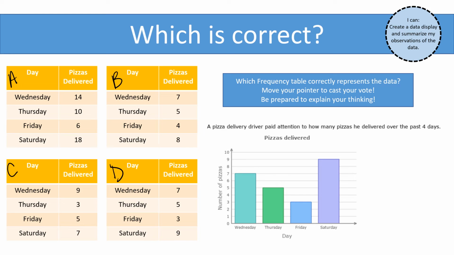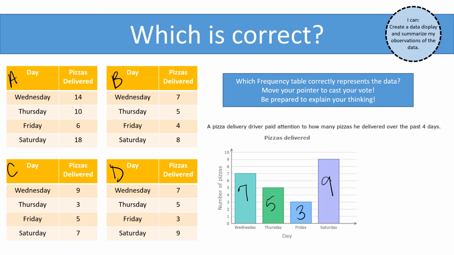A pizza delivery driver paid attention to how many pizzas he delivered over the past 4 days. We have our chart. Pizzas delivered per day. We have Wednesday, Thursday, Friday, Saturday. We have our numbers on the side for the number of pizzas. Label it, y'all. Wednesday. You're going to go up and label it. It's on 7. Thursday. Go across. It's on 5. Friday, you're going to go up and across, and it's 3. Saturday, we're going to go up and across, and it's 9.